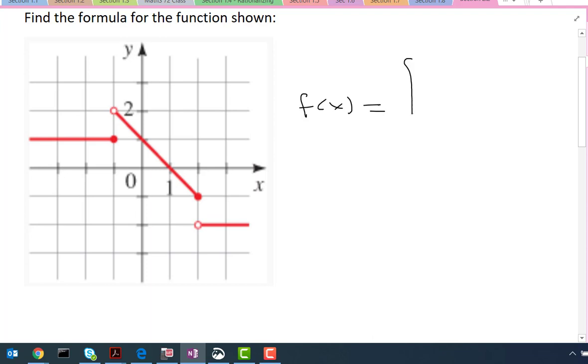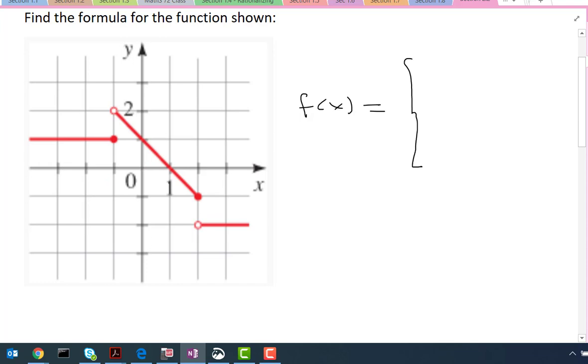And so this is a piecewise function, so we're going to have three different rules because of the three different pieces. So one of the things that I usually like to start with anytime I have piecewise functions, whether I have the graph, like in this case, or in the previous video, we had the function, is to start with where the pieces get split. I call them the split points.